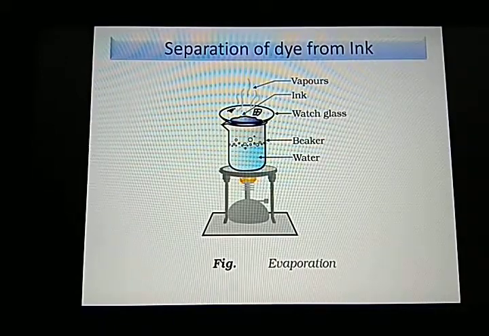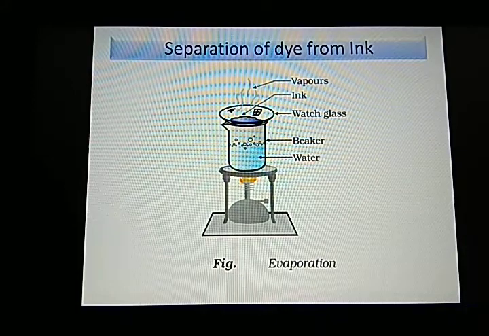So this is the setup for the experiment. Now as you can see, these are the things given: the watch glass, the ink, the beaker, the water, the Bunsen burner, the tripod stand. All these things are given.